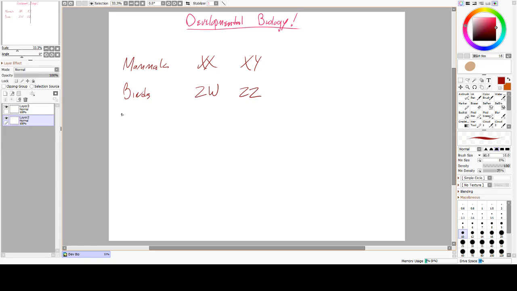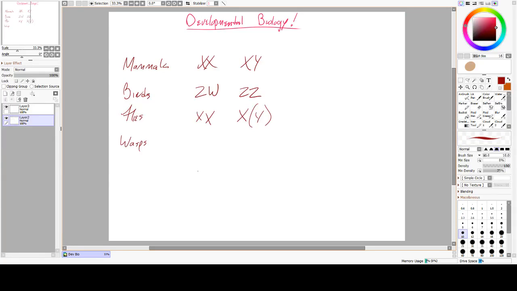And then flies are even funnier. They have XX, and then they can either be just one X or they can be XY. It depends on the species. For wasps, wasps are strange. That's all I'm going to say.